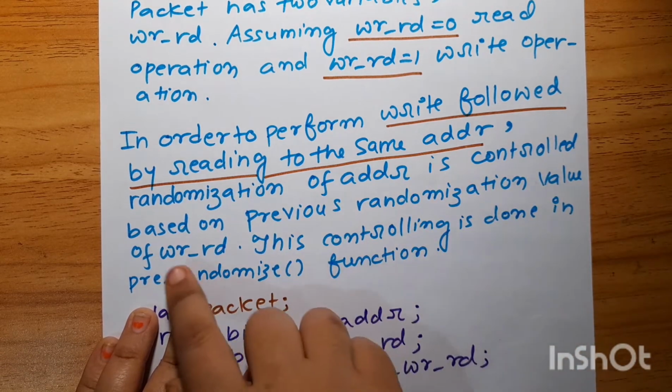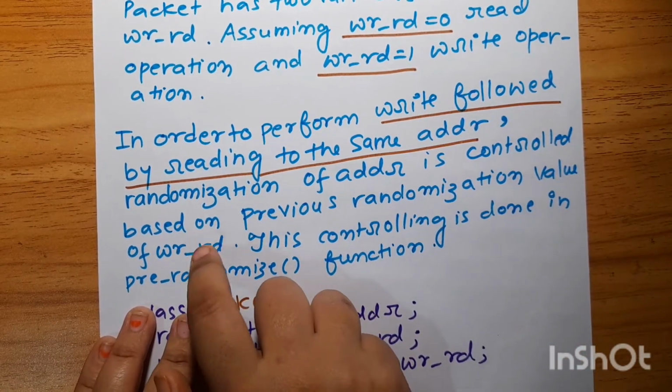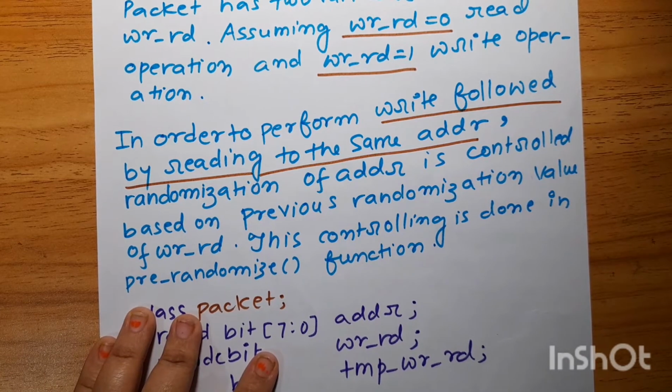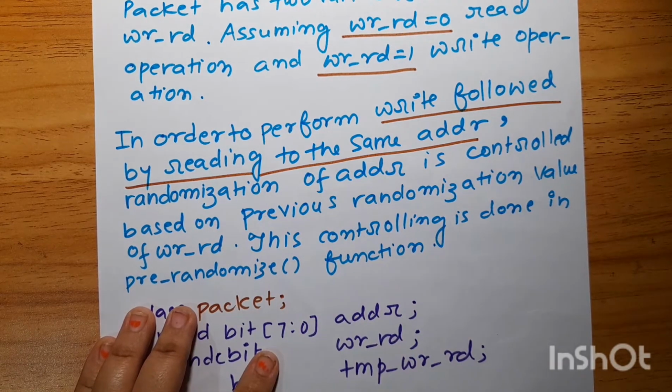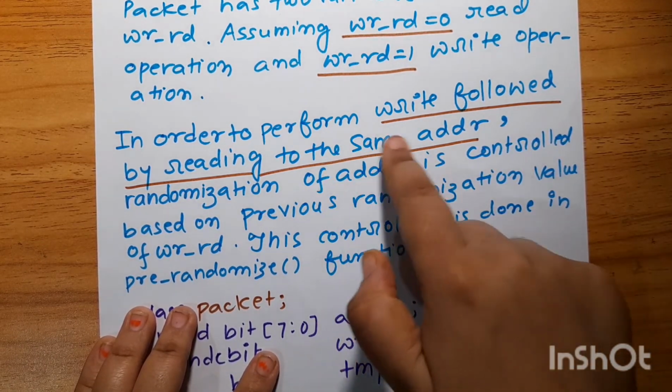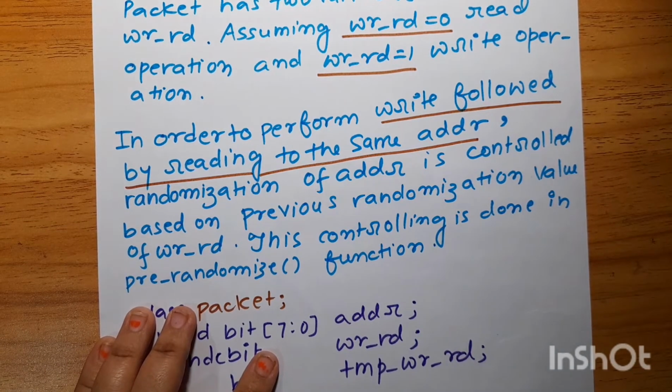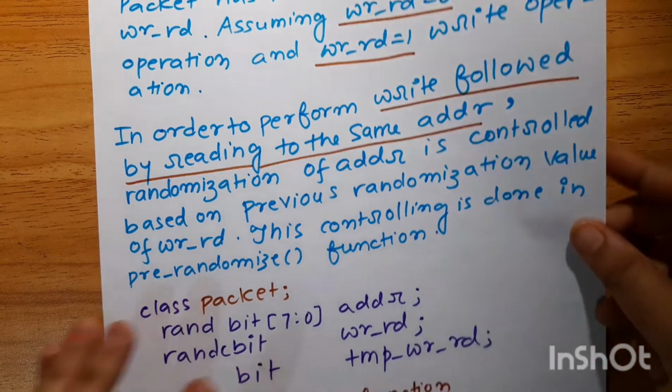Suppose I have got a write_read value of 1. That means it is a write operation. I am writing, and suppose for this write operation a certain address is generated. Now for the reading operation, for the next cycle when the next packet is generated, I want the read operation where the write_read value would be 0. In that case, the address would remain the same. I will access the same address. So if I want to implement such a type of condition, I can make use of the pre-randomize and post-randomize methods.